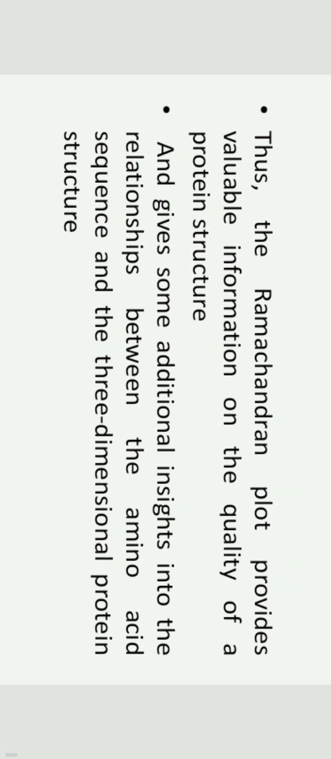Thus, the Ramachandran plot provides valuable information on the quality of a protein structure and gives some additional insight into the relationship between the amino acid sequence and the three-dimensional protein structure.